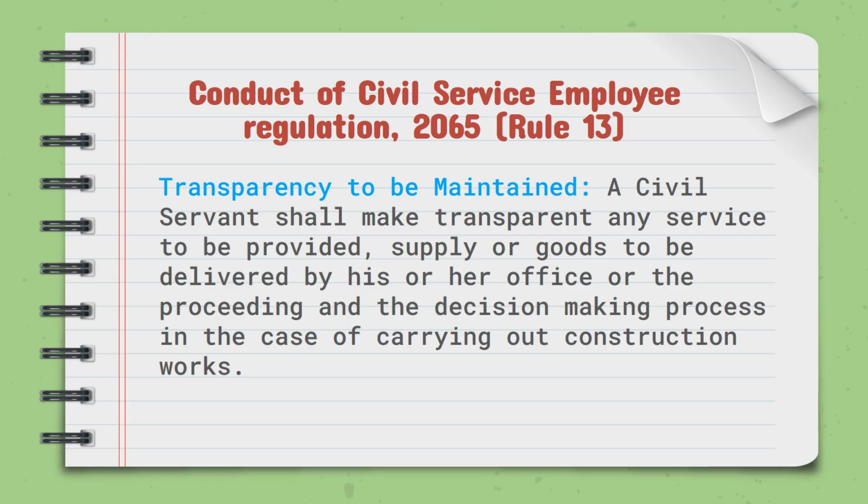Our Civil Service Employee Regulation has provision regarding transparency. In Rule 13, it says transparency to be maintained. A civil servant shall make transparent any services to be provided, supply or goods to be delivered by his or her office, or the proceeding and the decision-making process in the case of carrying out construction work.